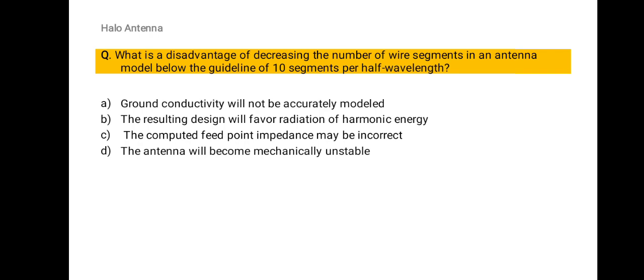What is a disadvantage of decreasing the number of wire segments in an antenna model below the guideline of 10 segments per half wavelength?